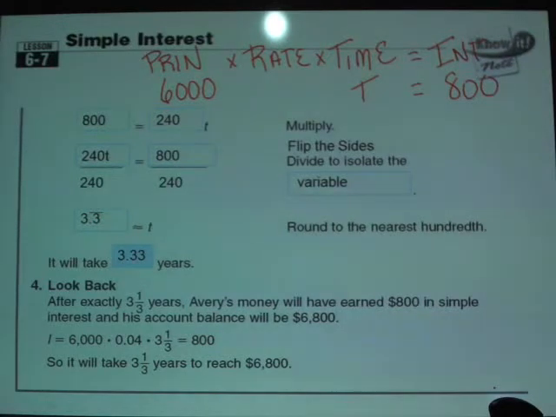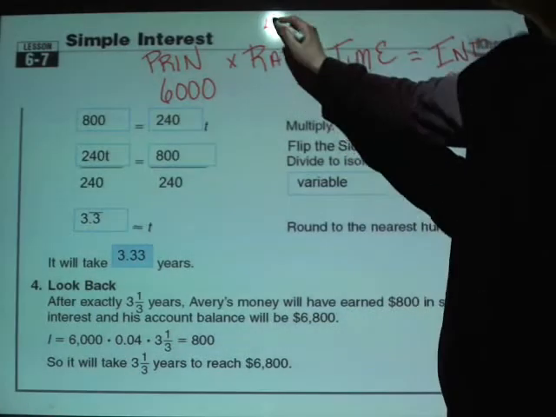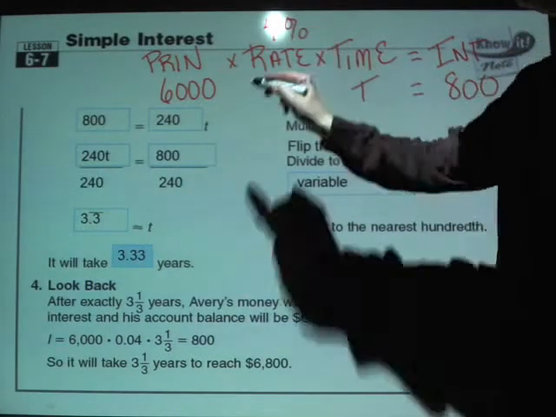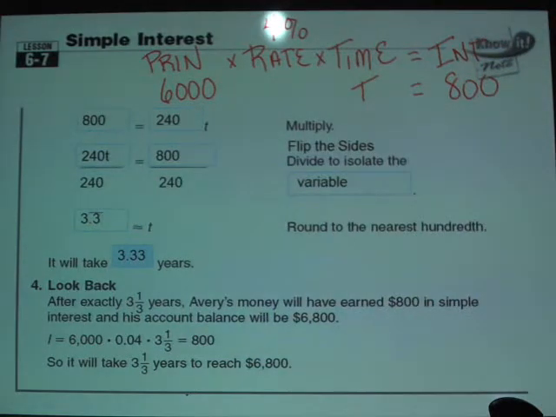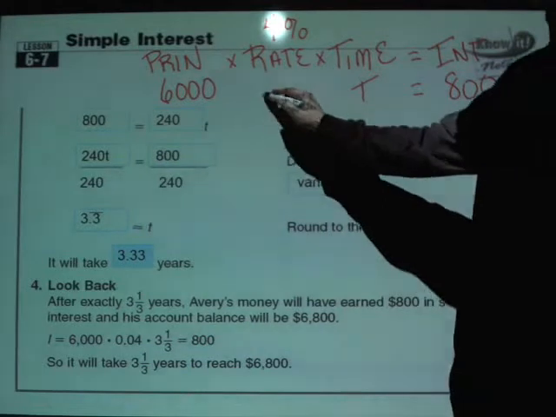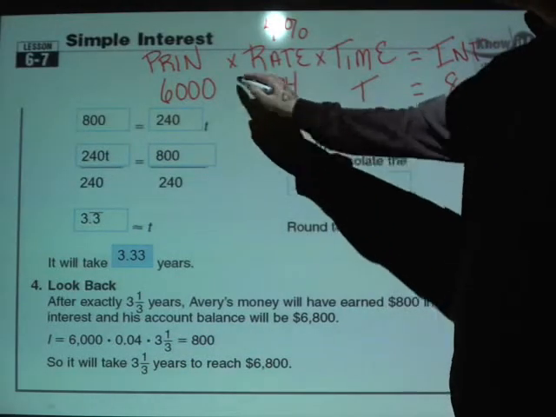Right, the rate, percentage rate as they gave it to us in the problem, was 4%. But of course, I'm not going to write that as 4%. I'm going to change that to a decimal. I'm going to get rid of the percent sign and move the decimal twice to the left. That's 0.04.